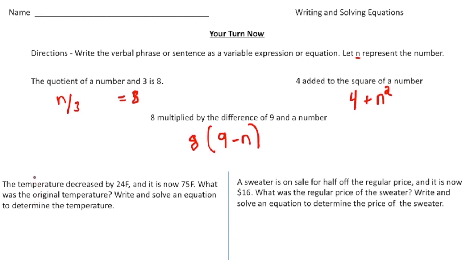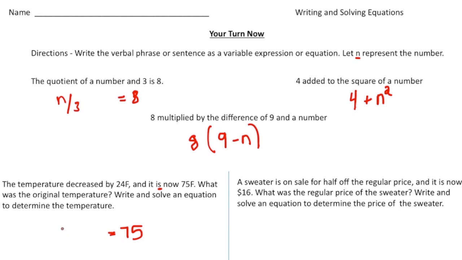Alright, the next one, you have to write the equation and solve it. So the temperature decreased by 24 degrees Fahrenheit and is now 75 degrees Fahrenheit. What was the original temperature? Write and solve an equation to determine the temperature. Alright, so again, the temperature decreased by 24 degrees and is now 75 degrees Fahrenheit. So there again, there's our is. So it's going to equal 75.